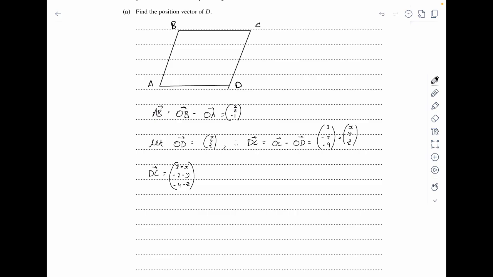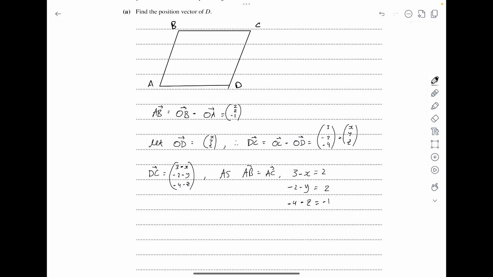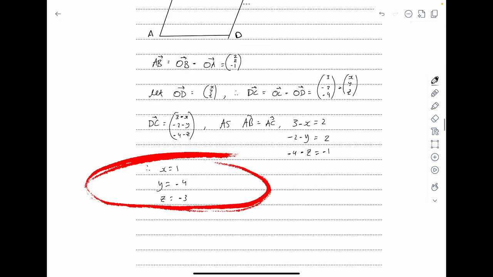Now, remember what we said earlier. AB is equal to DC. Therefore, 3 minus x equals 2. Negative 2 minus y equals 2 as well. And lastly, negative 4 minus z equals negative 1. After this, simply solve the equation for x, y, and z, and you'll get OD is equal to 1, negative 4, and negative 3.